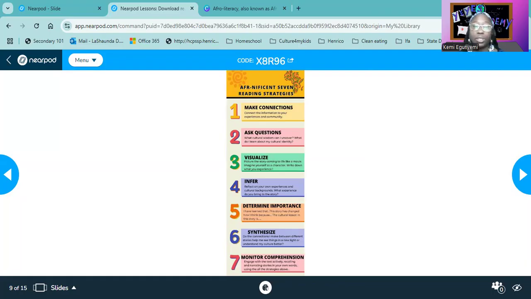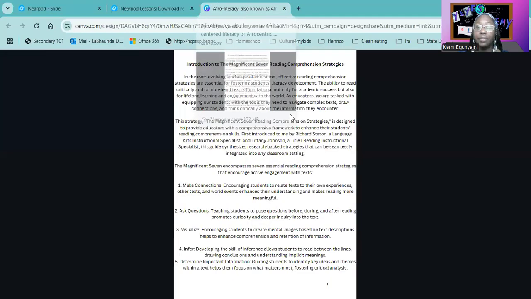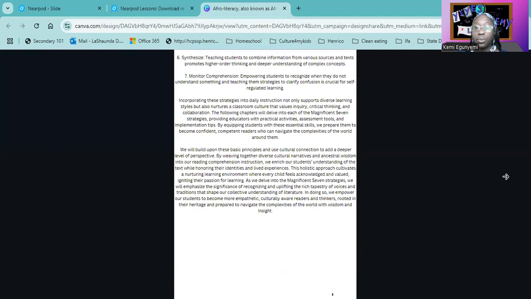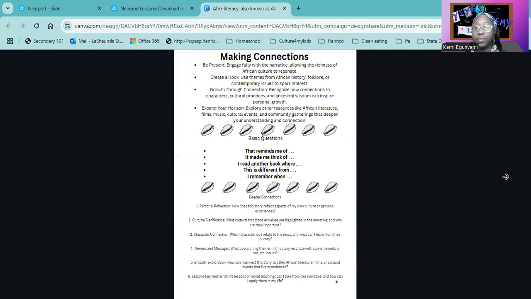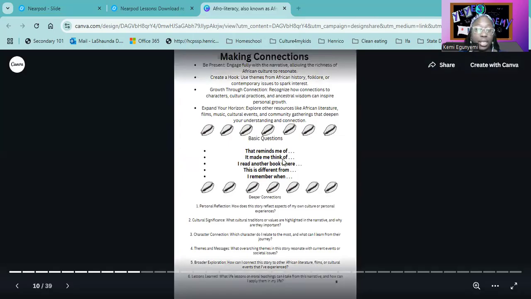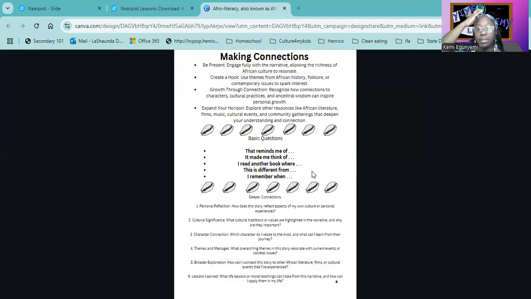I'm going to go through these in detail, but you do have this bookmark in the handout that I've given you. You can cut that out, put it on different paper, laminate it, things like that. We're going to go through the different ones in depth. So, making connections. These are the basic questions that they say we'll ask: this reminds me of, it made me think of, I read another book where this is different from. That's your basic level questions.